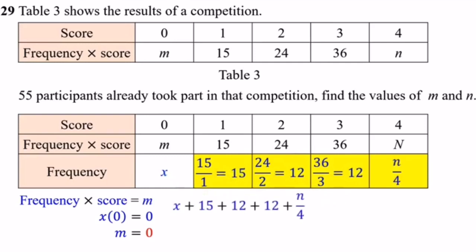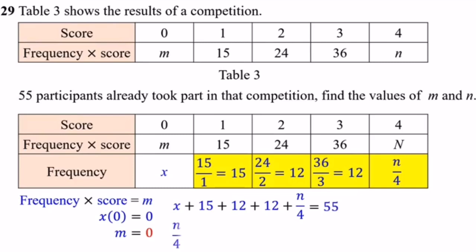We add the frequencies one by one. So then we will get x plus 15 plus 12 plus 12 plus n over 4 equal to 55, because there are 55 participants. Now we can write down the equation that connects x and n. Finally, if you simplify, you will get an equation for n and x.